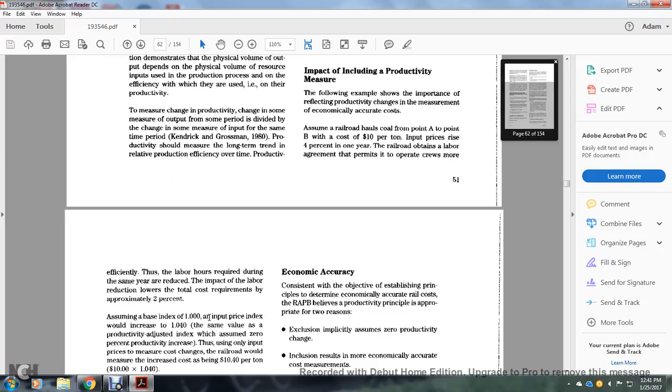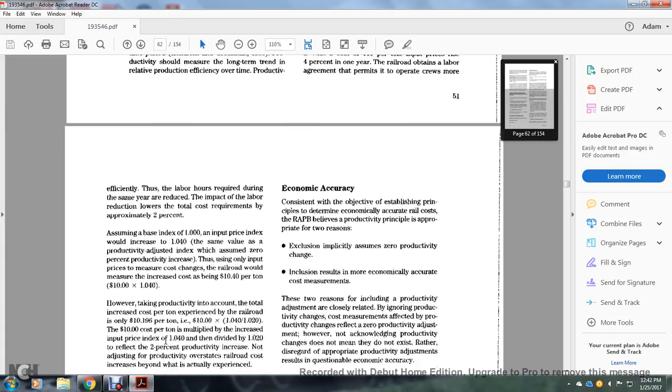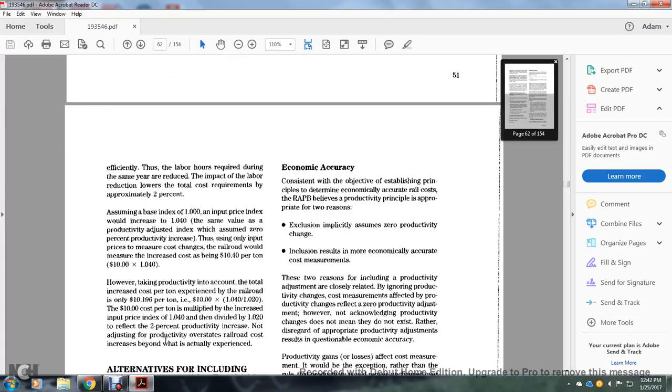Assuming the base of 1.0000, index of 1, the price index increases to 1.040, the same value as the productivity adjusted index. But assume 0% productivity increase, using the input price to measure the cost increase of the railroad would measure the increase for the cost at $10.40 per ton. However, taking productivity into account, the total increase for the cost experienced by the railroad is only $10.196 per ton.